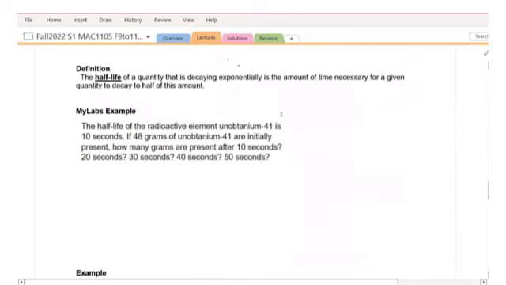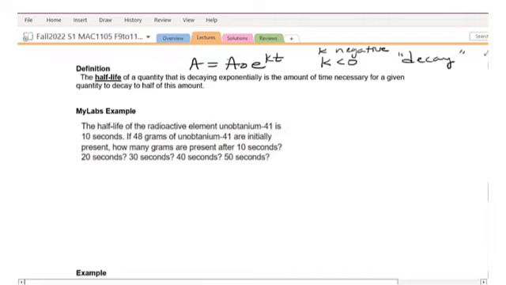Now let's talk about exponential decay. It works exactly the same way as exponential growth, except that K is negative in the formula A equals A sub 0 e to the kt. Remember, if K is less than 0, in other words, if K is negative, then we have a decay problem. That means the population is shrinking.